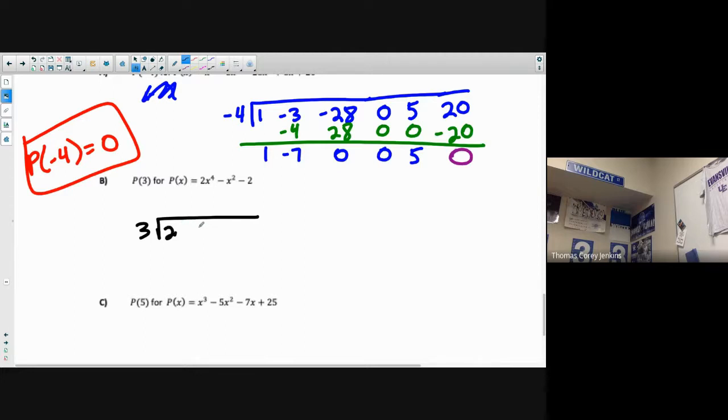2, 0, 1, -2, and we're going to look for what the remainder is. Bring down your 2, multiply, you get 6, add, you get 6, multiply again, 18, add, you get 19, multiply, you get 57, and add, you get 55. Let me just make sure that's right. That's not right, so I messed up somewhere. -1. Oh, that's a -1. Okay. So we'll start that again.